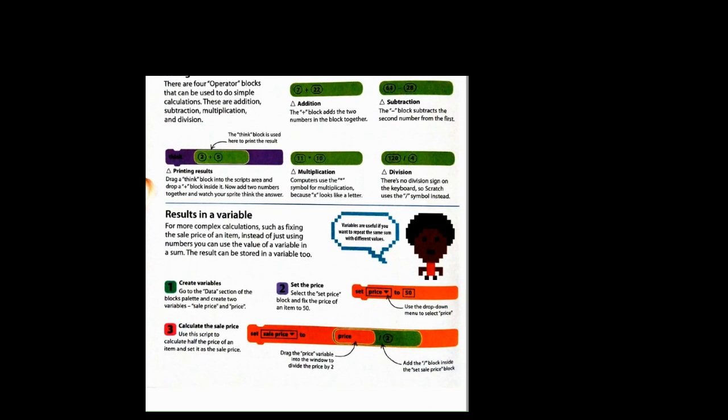Maths. As well as storing numbers and variables, Scratch can be used to carry out all sorts of calculations using the operator blocks. Doing sums. There are 4 operator blocks that can be used to do simple calculations. These are addition, subtraction, multiplication, and division. Addition. The plus block adds the two numbers in the block together. Subtraction. The minus block subtracts the second number from the first.